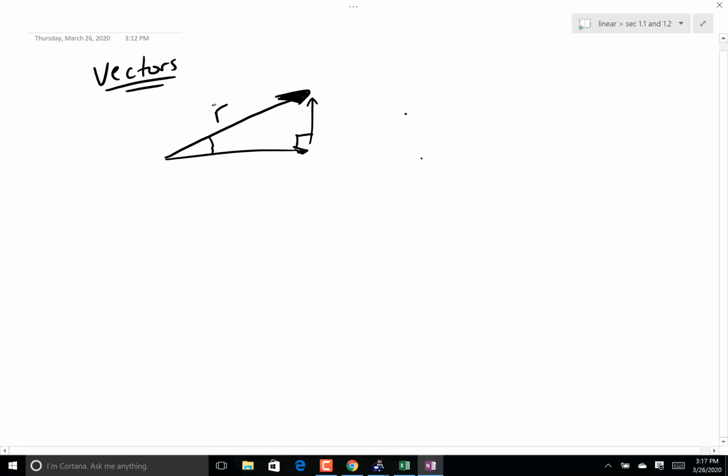If this is R, then, of course, that's R. This bottom side would be the magnitude of R, we'd say it like this, times the cosine of theta. And, of course, this would be the magnitude of R sine of theta. And that's no shock to any of us, of course.